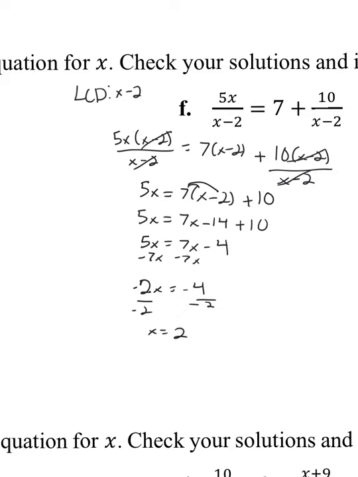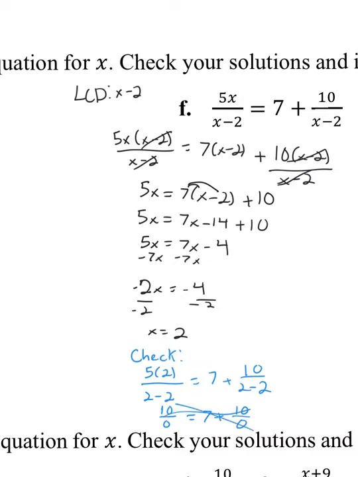So there's my answer. Now when I go back for the check, I plug in 2 everywhere. And what happens? I get a 10 over 0 on the left side and a 10 over 0 on the right side. So this does not work because I have a denominator of 0. So there's only one solution here, and it turns out it's extraneous.